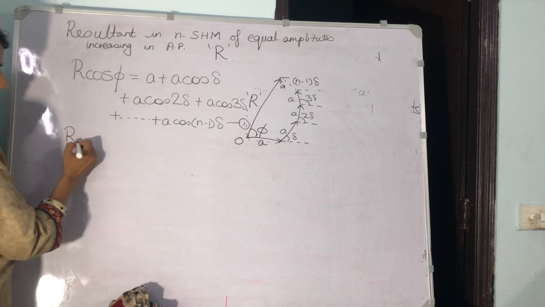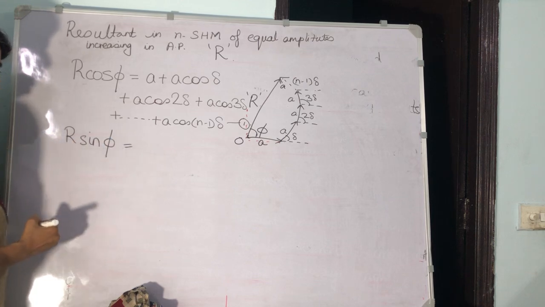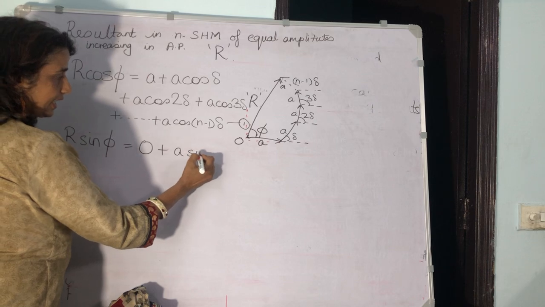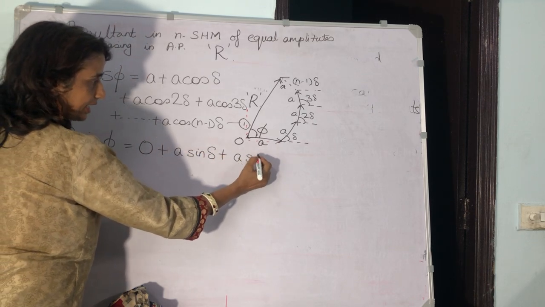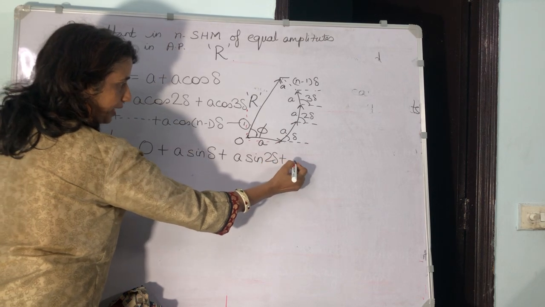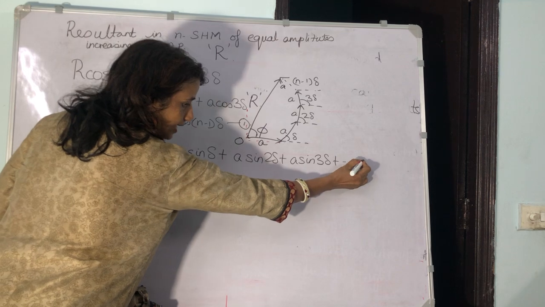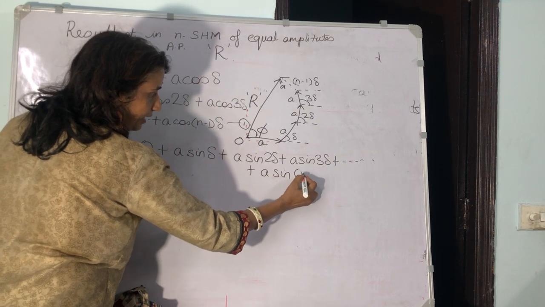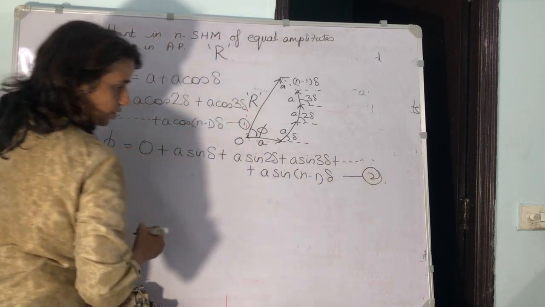Now we will take up the vertical components. R sin phi, for the first one it will be 0, plus A sin delta plus A sin 2 delta plus A sin 3 delta and so on till A sin (n minus 1) delta. This is the second equation.